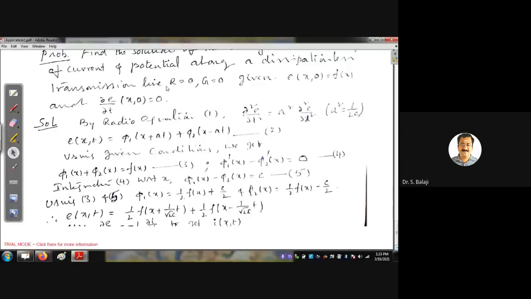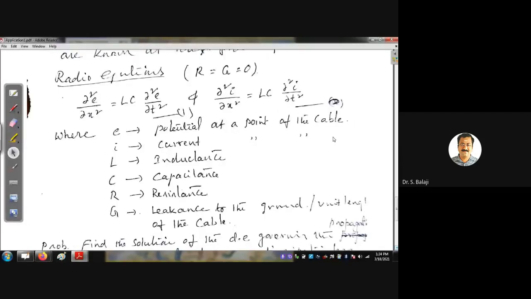Because R and G are 0, you can use the radio equations: del square rho by del t square equals a square del square rho by del x square, where a square equals 1 by LC. They are writing the equation in the reverse manner.